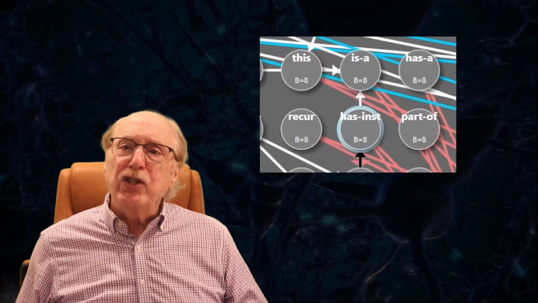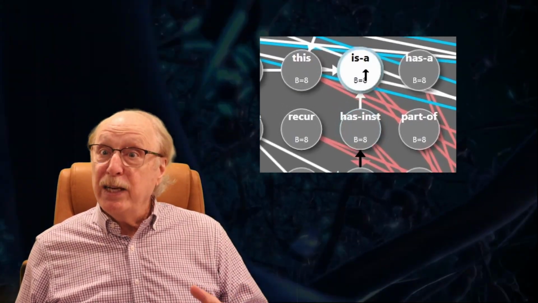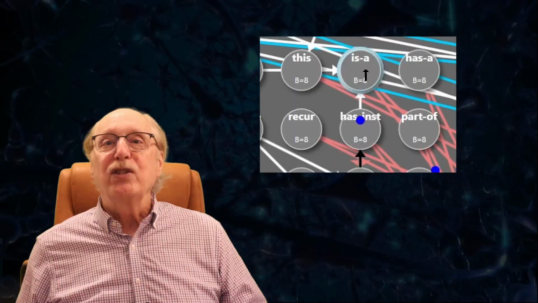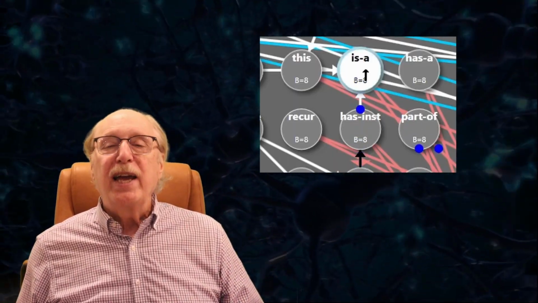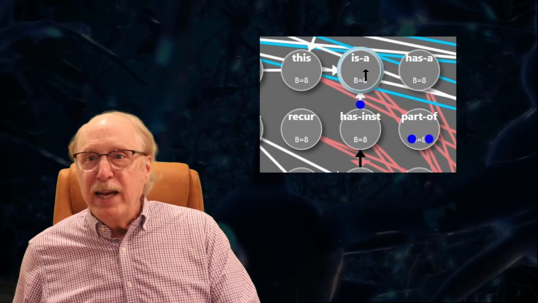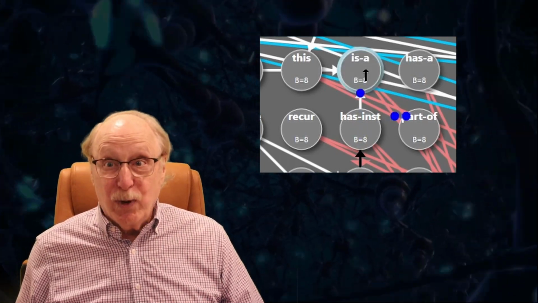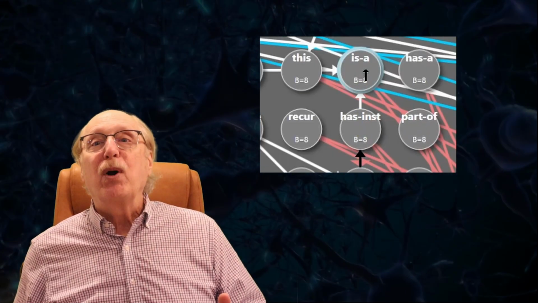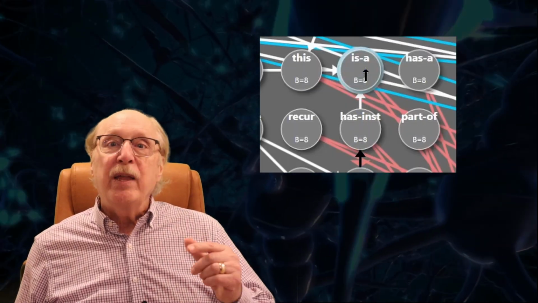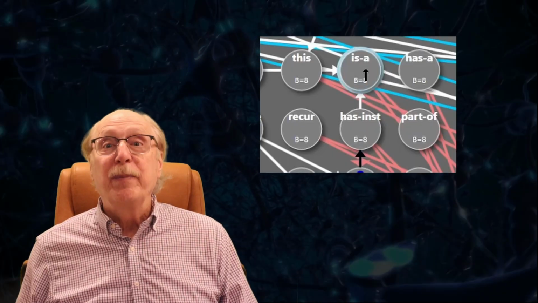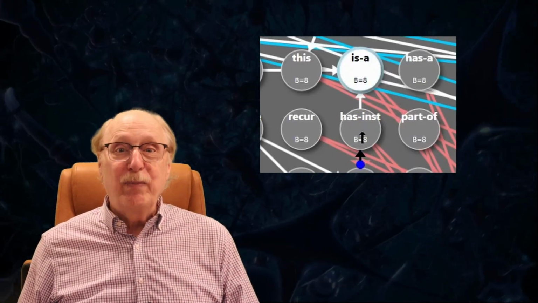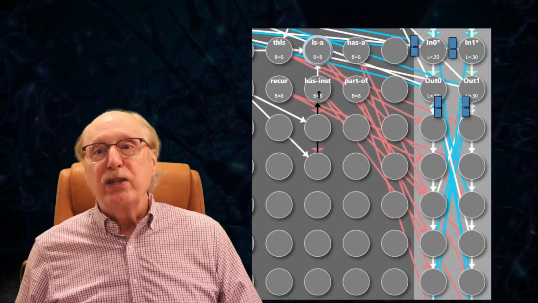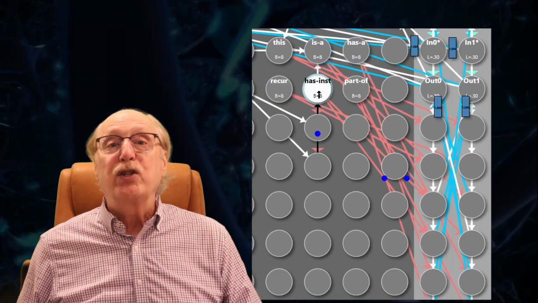The system uses 6 common relationship types. ISA and its inverse has instance, like Fido is a dog, and a dog has instance of Fido. Has a and its inverse part of, like a dog has a nose, and a nose is part of a dog. And finally, 2 more abstract relationships borrowed from computer science. This, which transfers input to output, and recursion, which transfers output back to input. If I fire one of the relationship types, you can see the gating signals flowing down to specific neurons in each cortical column.